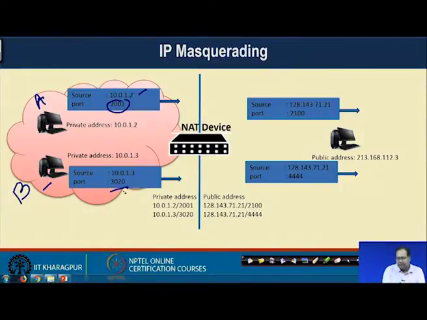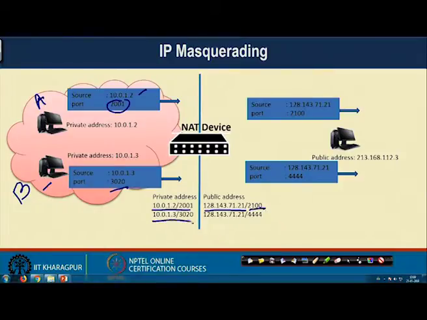Now, whenever these packets are going outside and trying to communicate to some public machine, same or different, that is immaterial to us, what does the NAT device do? The NAT device makes a mapping of this IP port to another IP port. So this particular private IP and port number is mapped to a public address and one port. The second private IP and port is mapped to another public IP and port.